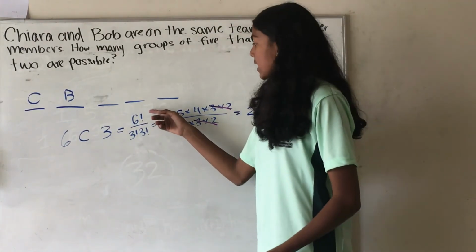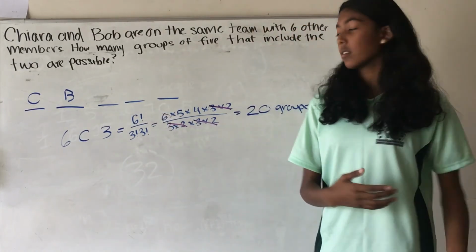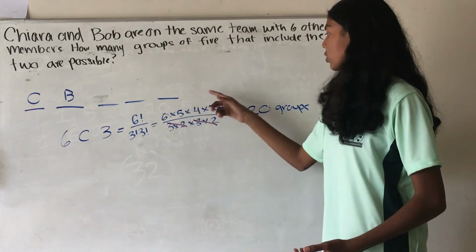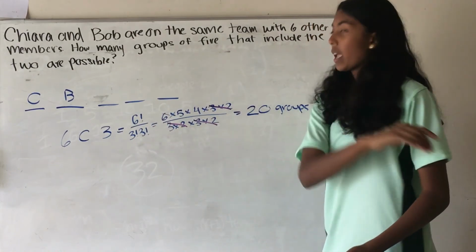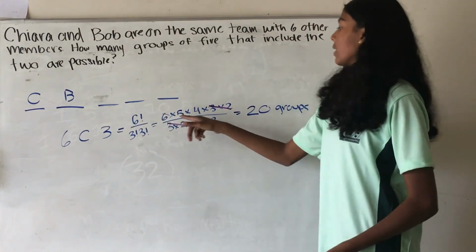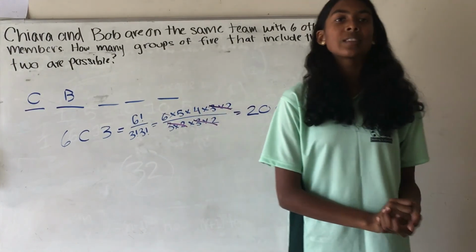6 choose 3 is 6 factorial over 3 factorial times 3 factorial. 6 factorial is equal to 6 times 5 times 4 times 3 times 2. 3 factorial and 3 factorial, 3 times 2, 3 times 2. And simplifying, we are left with the 5 and the 4, which makes our answer 20 groups.